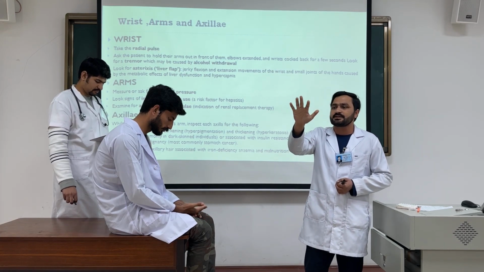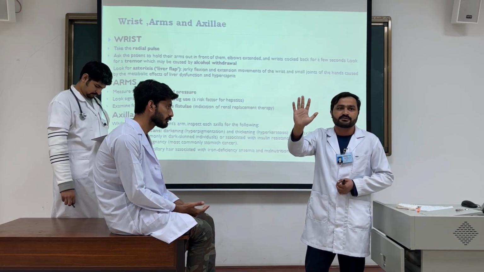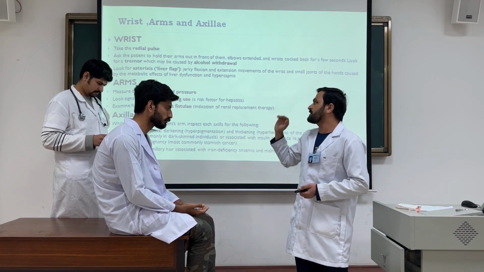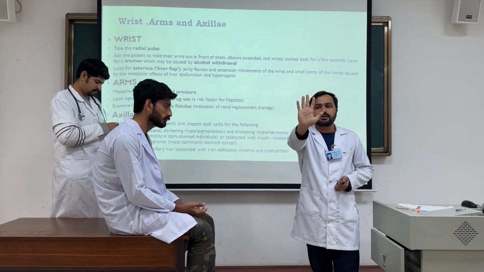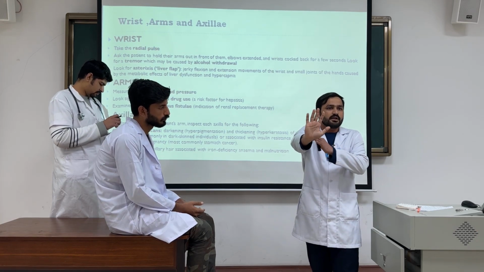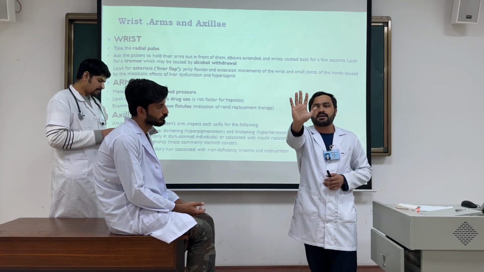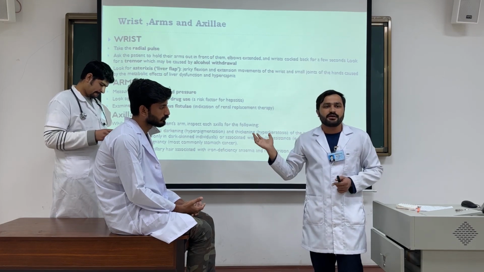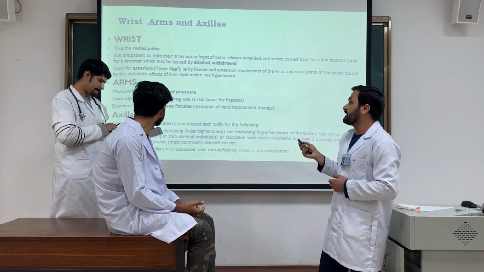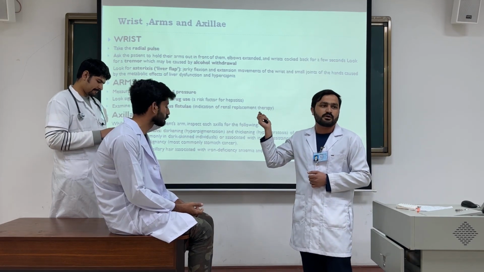If you see jerkiness or flexion at the wrist, it indicates that something is going wrong with the liver. If the patient holds like this steadily, it indicates the patient is normal. If you see some jerkiness or flexion at the wrist, it indicates that there is something wrong with the liver. After this, we will go to the arms.